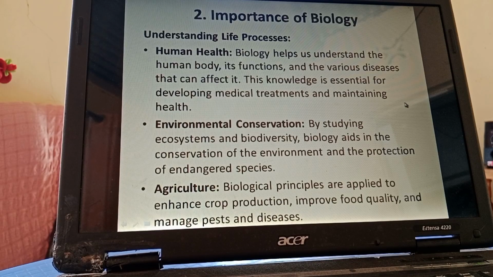So, the first thing is human health. Biology helps us understand the human body, its functions, and the various diseases that can affect it. This knowledge is essential for developing medical treatments and maintaining health. Who can disagree with that, guys? Next is environmental conservation. By studying ecosystems and biodiversity, biology aids in the conservation of the environment and the protection of endangered species.